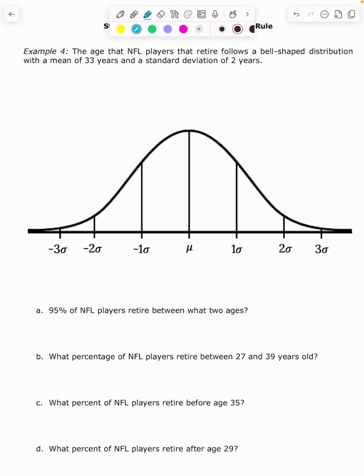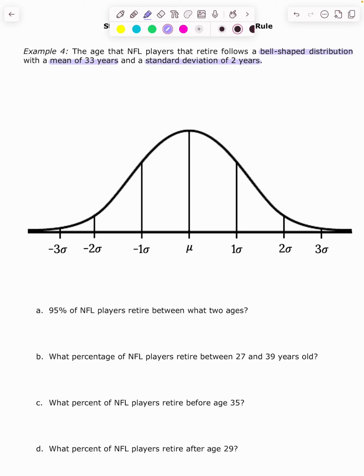All right, now that we've seen an introduction to the empirical rule, let's look at an example of how to use it. In this example, it states that the age of NFL players that retire follows a bell-shaped distribution with a mean of 33 years and a standard deviation of 2 years. The important thing here is that we have a bell-shaped distribution. The mean is 33 years and the standard deviation is 2 years.